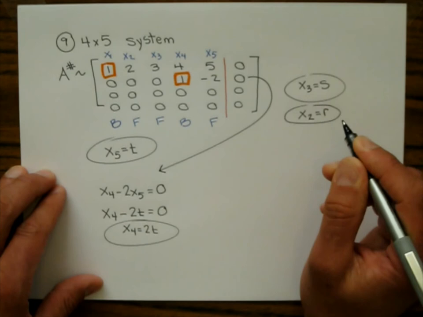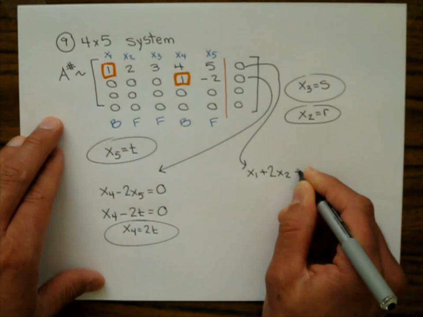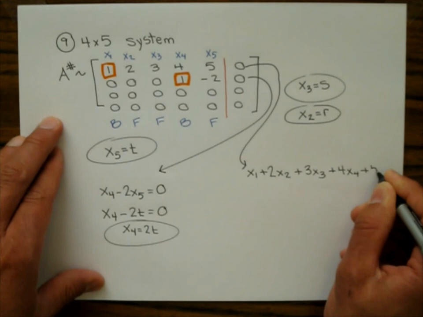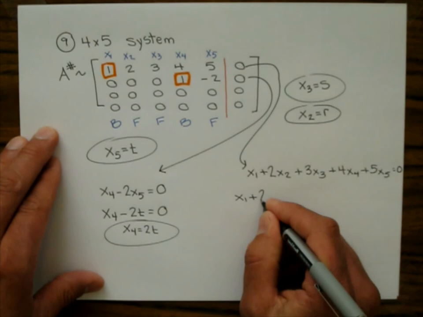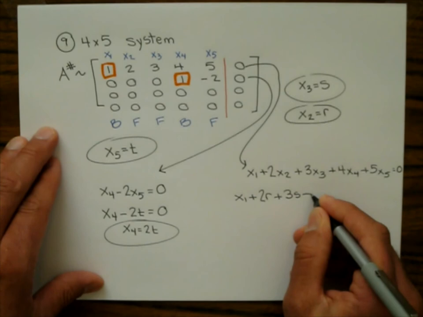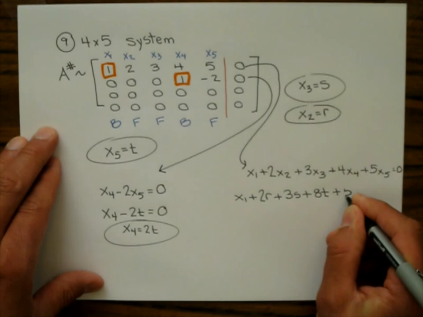x1 is bound, so I'm going to go ahead and write out the equation here. So this is x1 plus 2x2 plus 3x3 plus 4x4 plus 5x5 equals 0. So this is x1 plus 2 times x2, so 2r, plus 3 times x3, 3s, plus 4 times x4, so this is 4 times this guy right here, would be 8t, and then 5 times x5, so this is 5t. This equals 0.